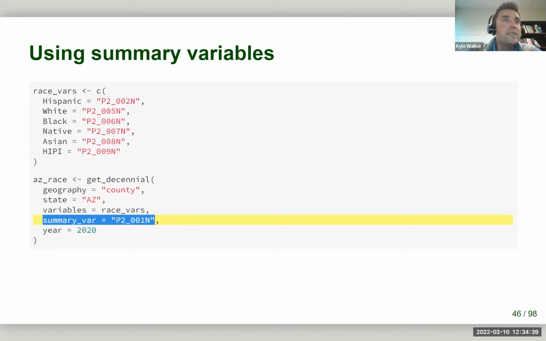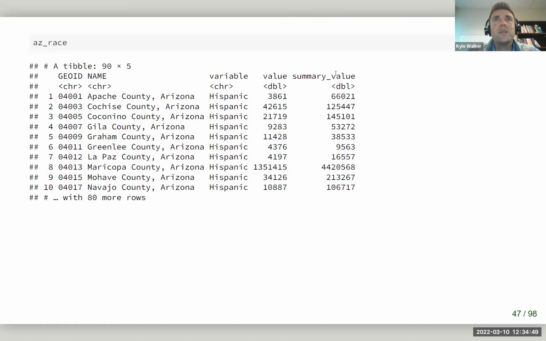And what summary_var does is it takes in a single variable that we want to use as a denominator. And what it returns is an extra column that's called summary_value. So instead of having a single value column and say putting total population as equivalent to say Hispanic or Black or white, we get a second column here, which allows us across groups to seamlessly create proportions or potentially create percentages.